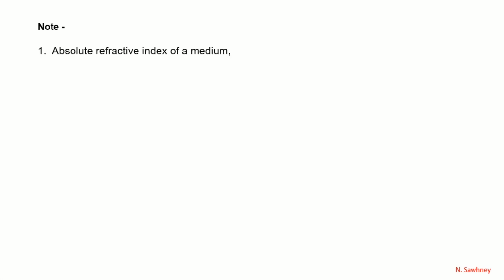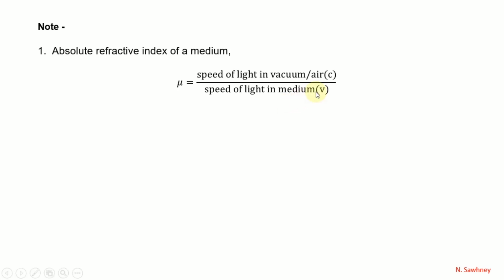So we can define absolute refractive index of a medium, which is the ratio of the speed of light in vacuum to the speed of light in a medium, like this. Or you can say the refractive index is speed of light in medium 1 upon speed of light in medium 2. Again, you have to remember this formula.